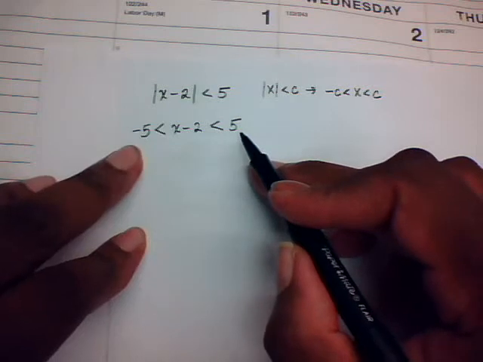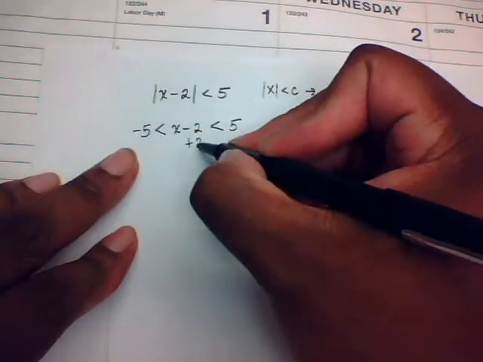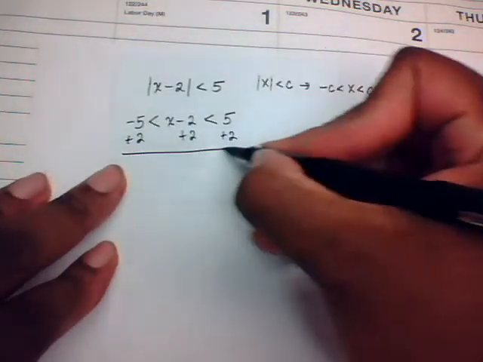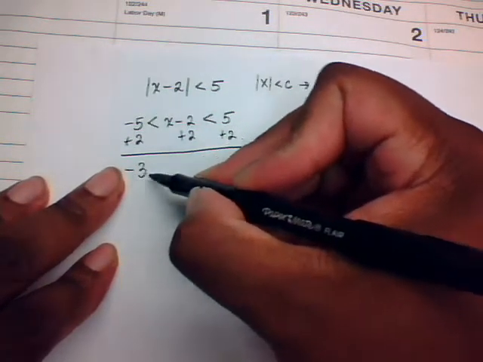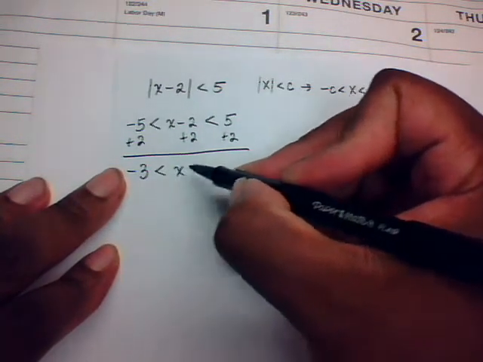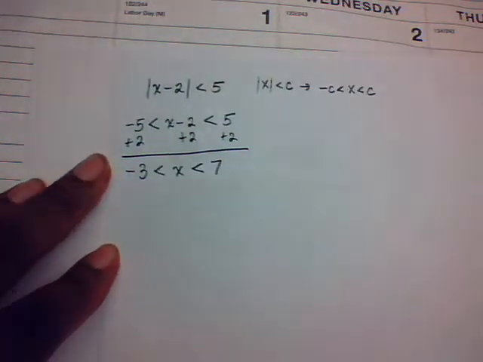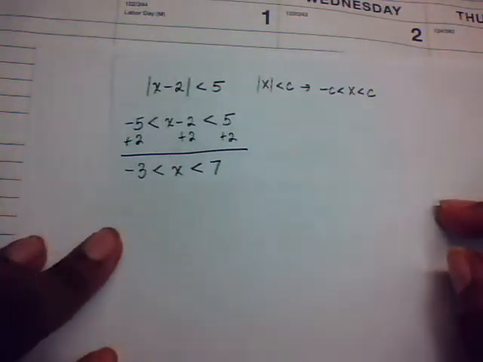Now I'm going to go ahead and get the x by itself. I'm subtracting 2, so I need to add 2 on all three parts of this compound inequality. So now, negative 5 plus 2, that's negative 3, is less than x. It's less than 5 plus 2, which is 7. So negative 3 is less than x and less than 7.